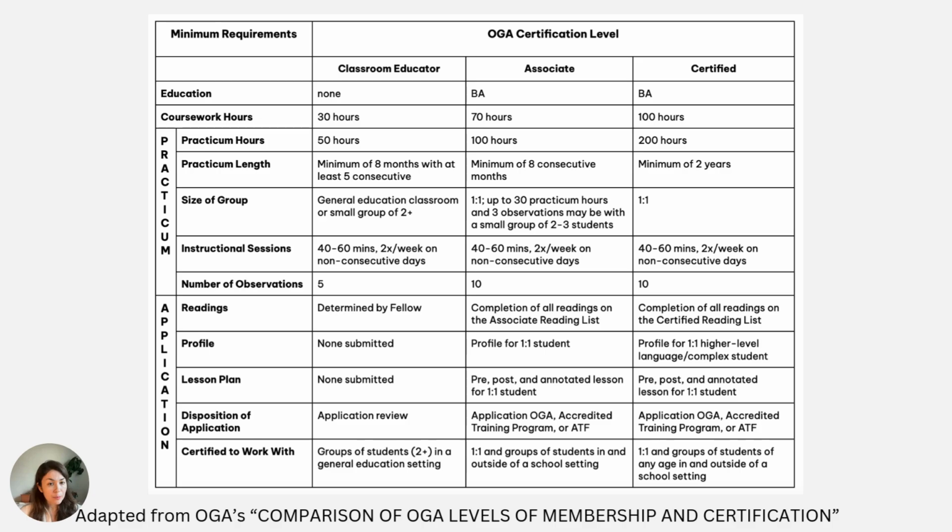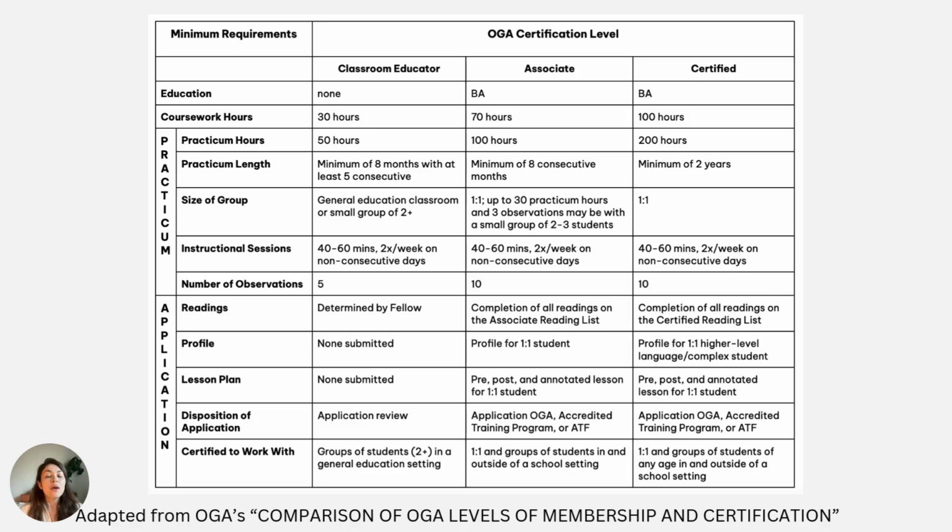You have 10 observations over your associate level practicum, or I should say a minimum of 10 observations. It is possible that your fellow or your instructor could determine that you need to have additional observations before you're ready to apply for certification. The application process: there is a reading list for the associate level. Everyone who applies for associate level certification is required to do all the readings on the OGA reading list for the associate level.